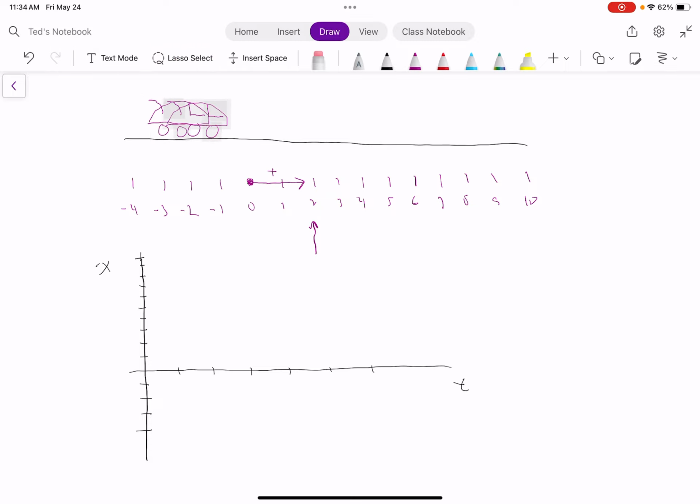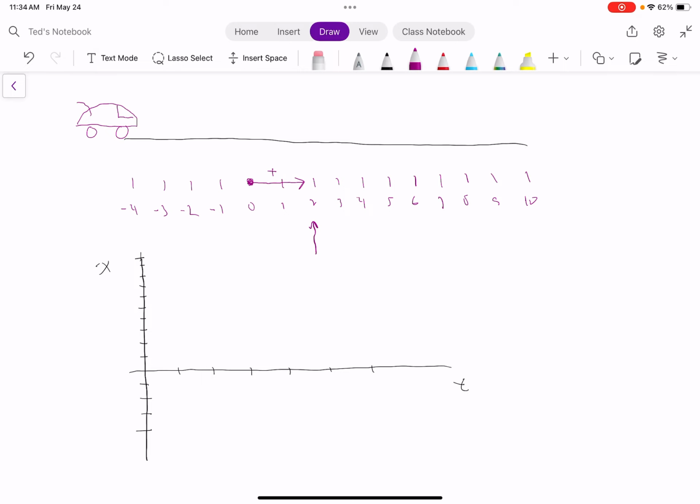Okay, here's our car moving, ready, go. And it's going to keep moving forward until it gets to 8, and then it's going to stay still, and then it's going to move backwards until it gets to -4, and then that's going to be the end of our motion. So, what would this look like on a position versus time graph?